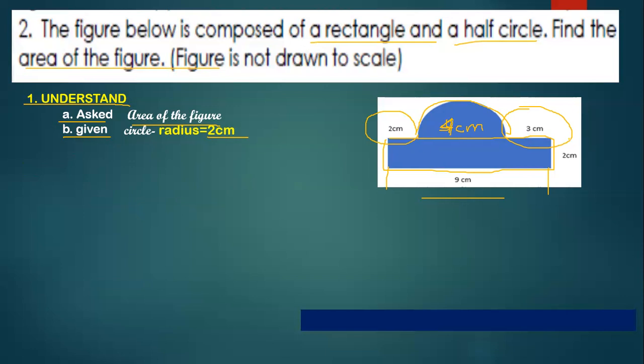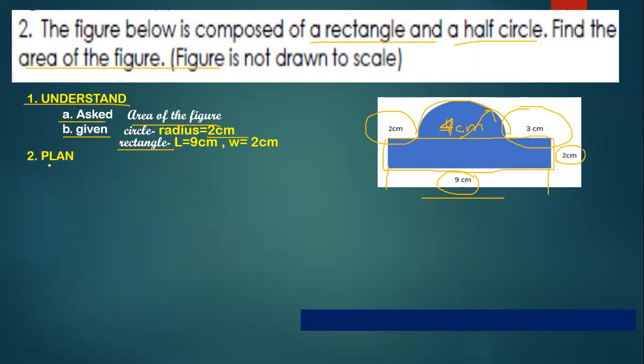Okay, 4 cm. Ibig sabihin, since diameter ay 4 cm, ang kalahati ng 4 cm ay ang radius niya, that is 2 cm. Okay? So yan. Kaya dun galing ang radius na yan. Okay, so okay na ang circle natin, given ang radius. Ngayon naman, ano ang given sa rectangle? Sa rectangle naman, given ang length, that is 9 cm. At given naman ang kanyang width, that is 2 cm. Okay, so okay na yung mga given natin.